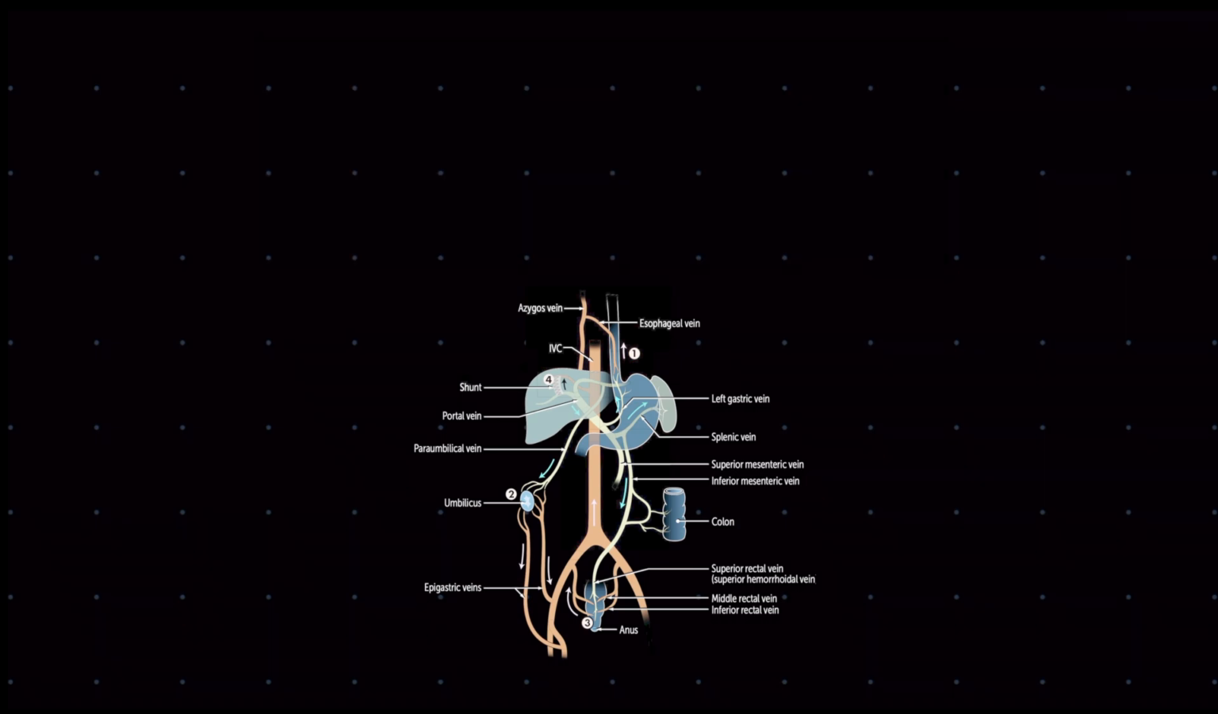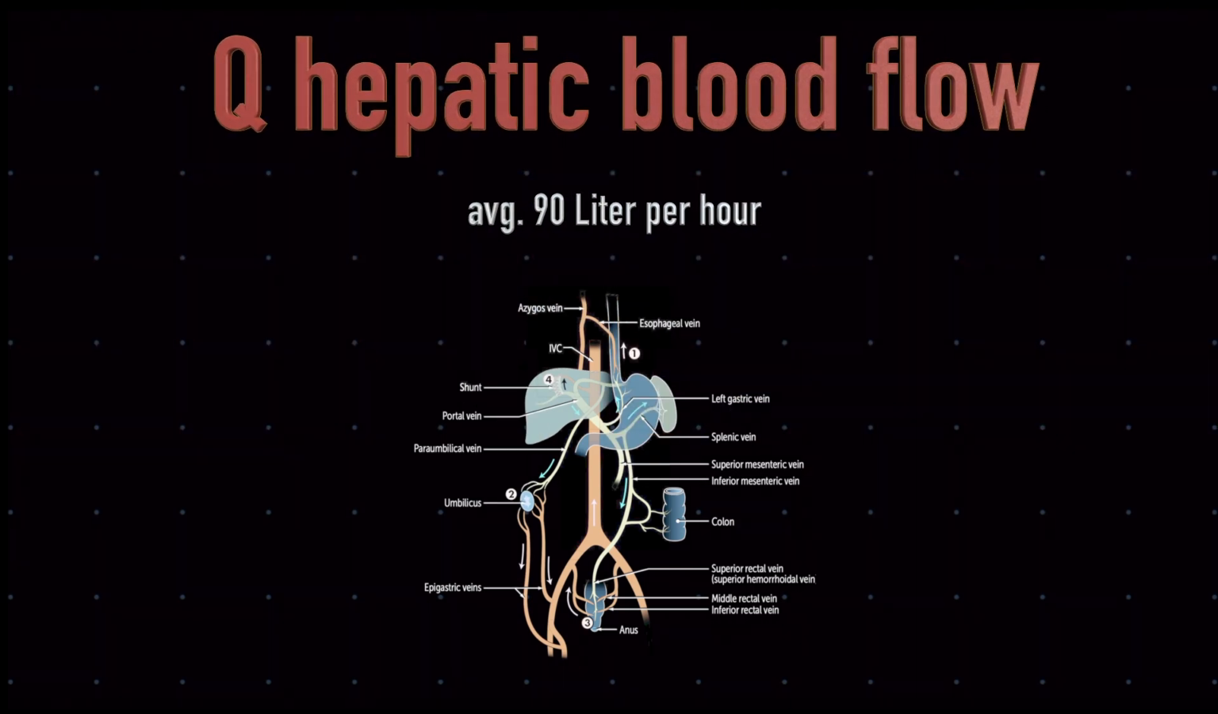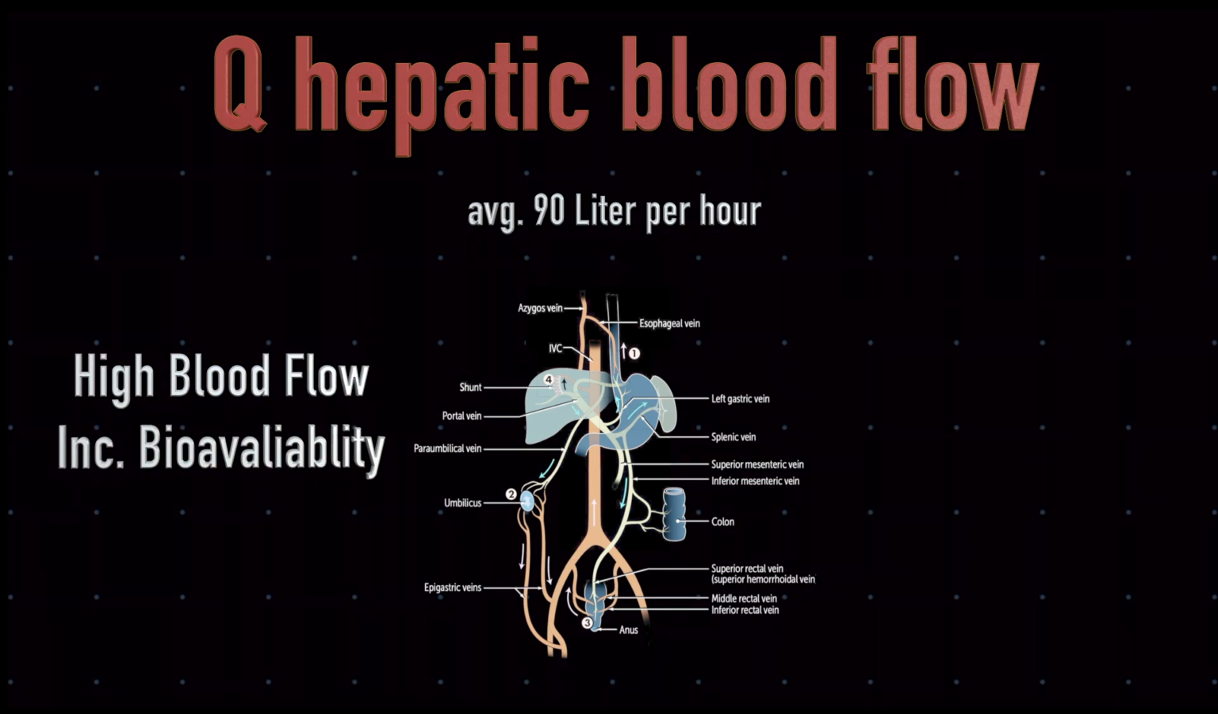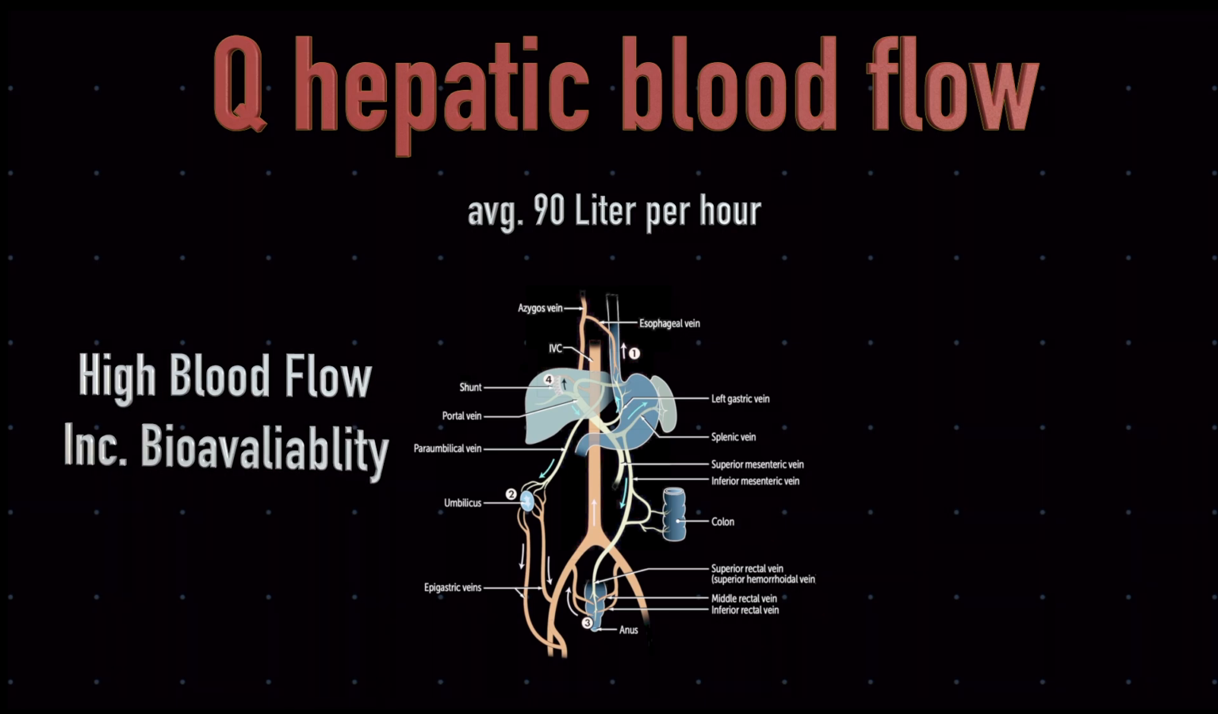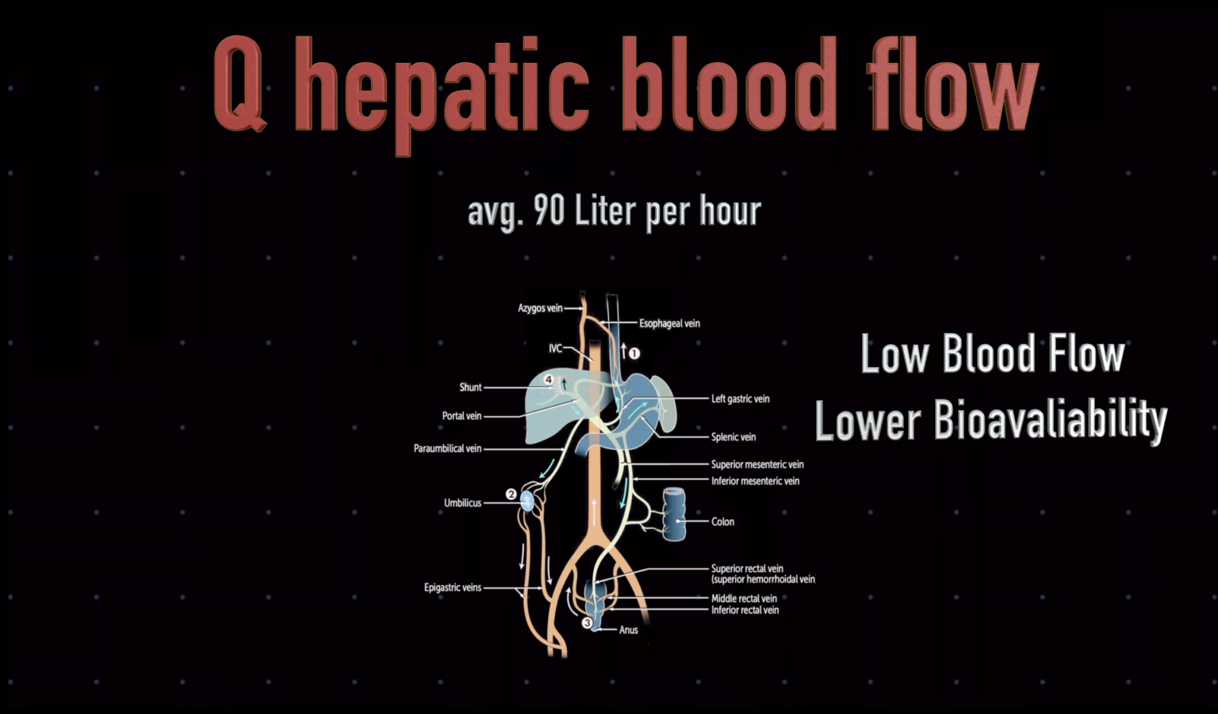Hepatic blood flow, Q, typically around 90 L/h for a 70 kilogram adult, is another key factor influencing bioavailability, especially for drugs with high extraction ratios. Drugs with high ER are sensitive to changes in hepatic blood flow because their clearance rate depends on how quickly the drug reaches the liver. When blood flow increases, more drug bypasses first-pass metabolism and bioavailability rises. Conversely, when blood flow decreases, for example in heart failure, more drug is metabolized on the first pass, decreasing bioavailability.